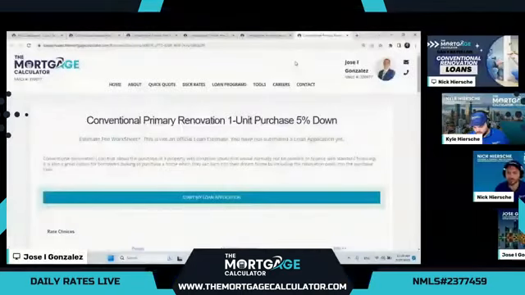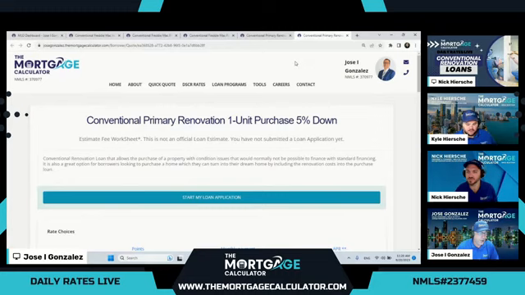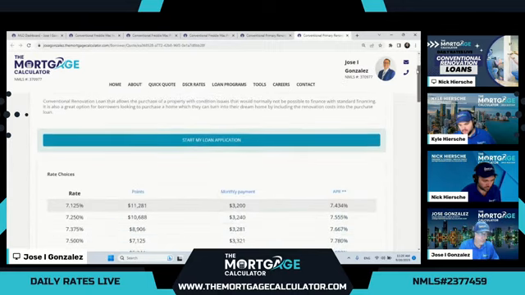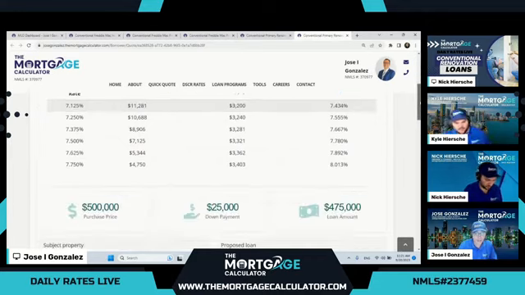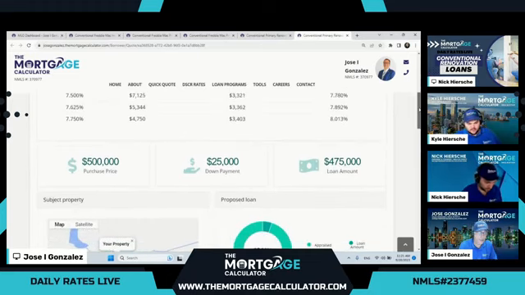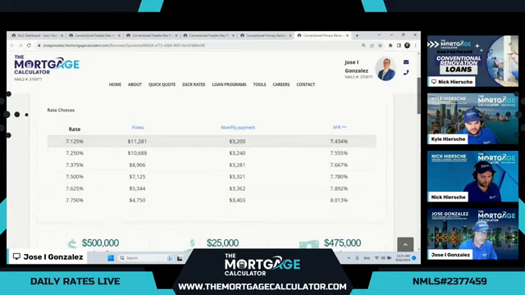So let me share our options with you today. Our first one, best case scenario, highest LTV for this product is 5% down, primary renovation, 1-unit purchase. So here you're looking at pretty good rates. 7.75 is costing you approximately 1 point. This is a $475,000 loan amount there on a $500,000 purchase. 7.125 is your lowest cost option at just under 3 discount points.